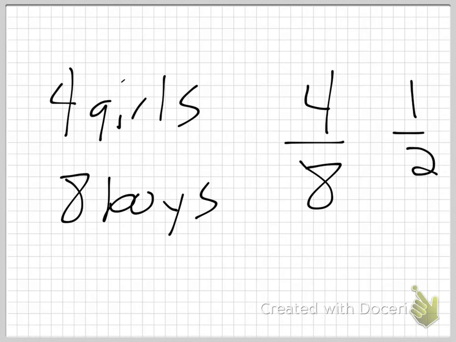How many girls are there? 4. How many boys are there? 8. So isn't that 4 out of 12? Isn't there 12 people in the room? Yes. Is half this room girls? No.